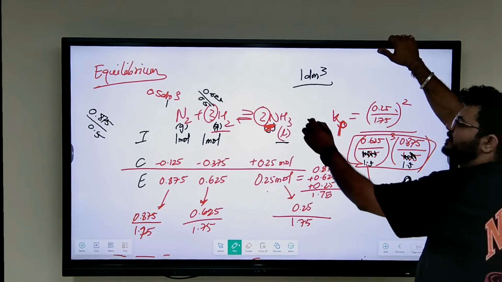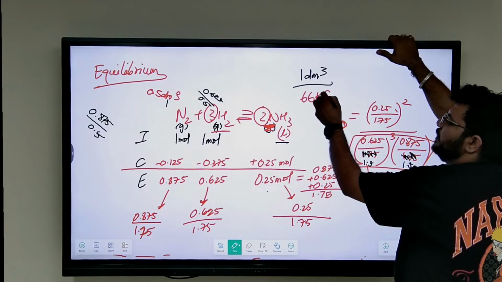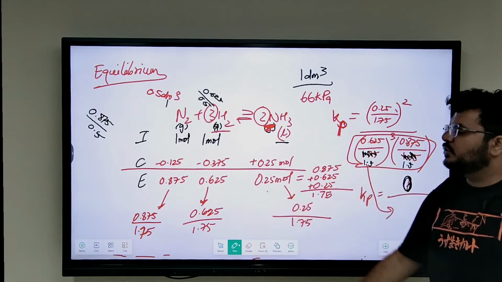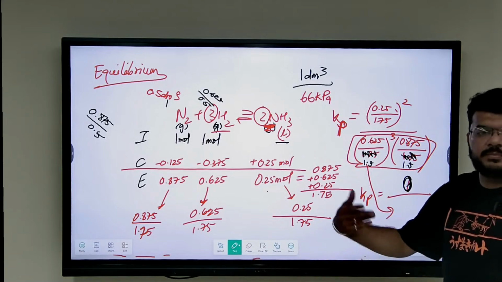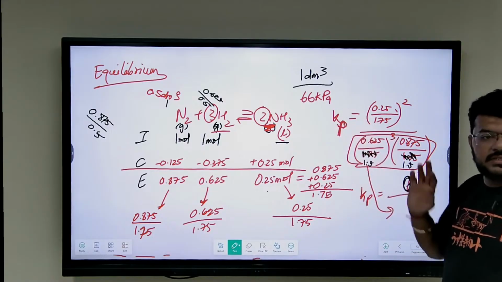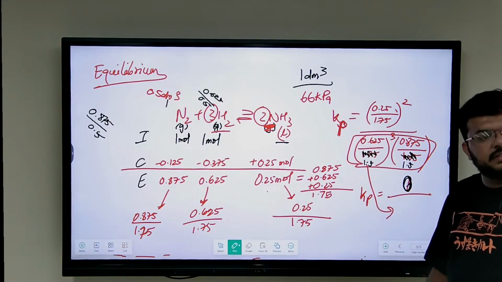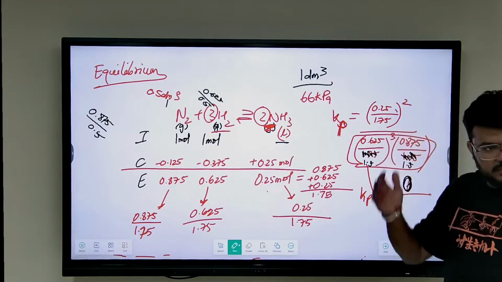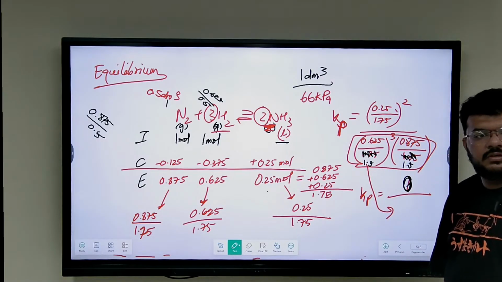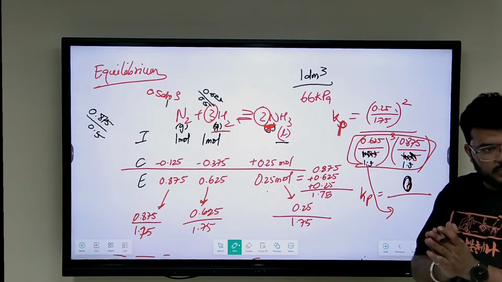Right, let's say कि इसका equilibrium pressure 66 kilopascal है, then the partial pressure exerted by N2 is 0.875 upon 1.75, considering NH3 is a gas, multiplied by 66 kilopascal. That is the partial. समझ में आया कि partial you can take both, right?